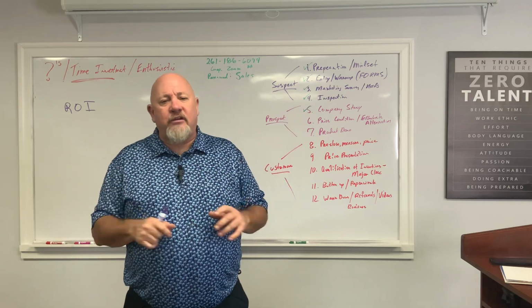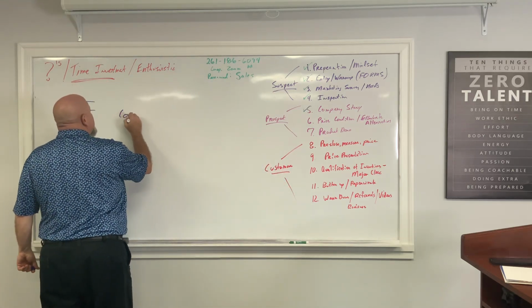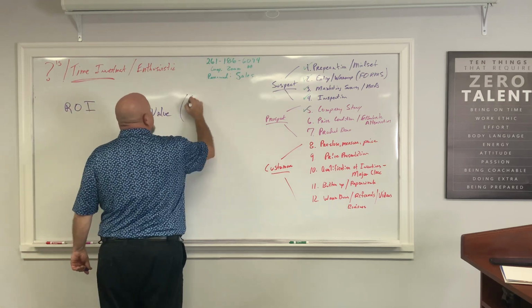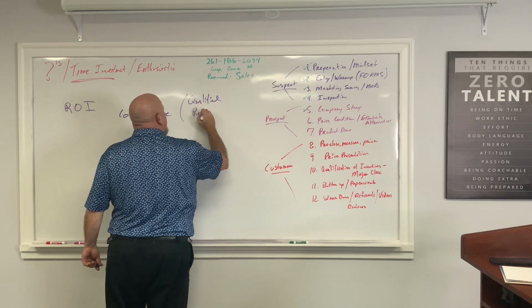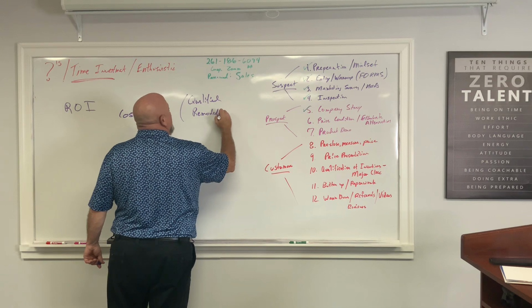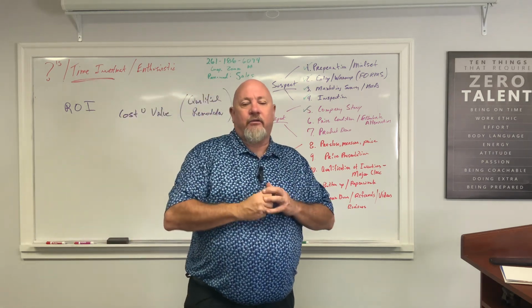So all of these figures are available in what is called cost versus value. And that comes from Qualified Remodeler.